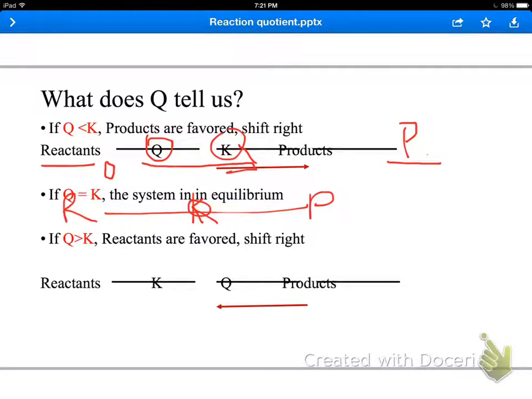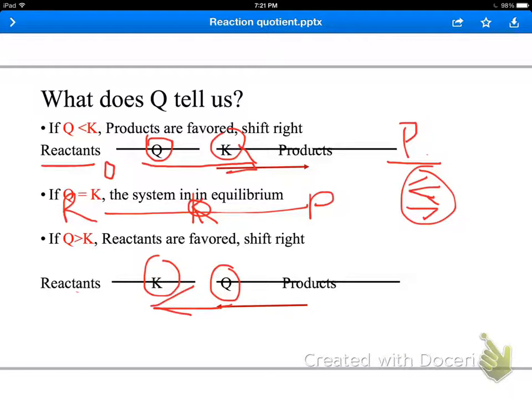Of course, we are at dynamic equilibrium, which means reactants go into products and products go into reactants at the same time. The reaction has not stopped, it has just reached a point where the concentrations are stabilized. And then we could also have a situation where our Q is greater than our K, and when that happens, in order to get back to equilibrium, the reaction has to go towards the left, and the reactants are going to be favored.